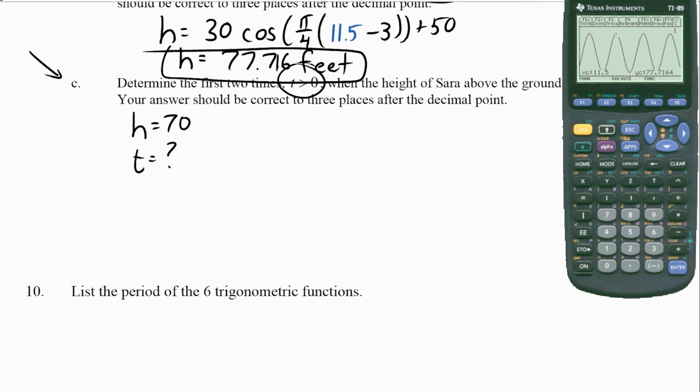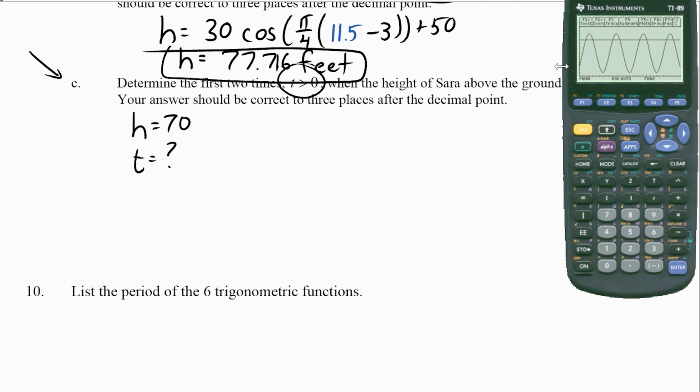Now the second one, this one's a little bit tricky. You need to know how to manipulate the calculator a bit. So what I'm going to do is go back to y equals. And I'm going to put 70 into y2, so I have another row for the y values. And what this is going to do is create a horizontal line right across.